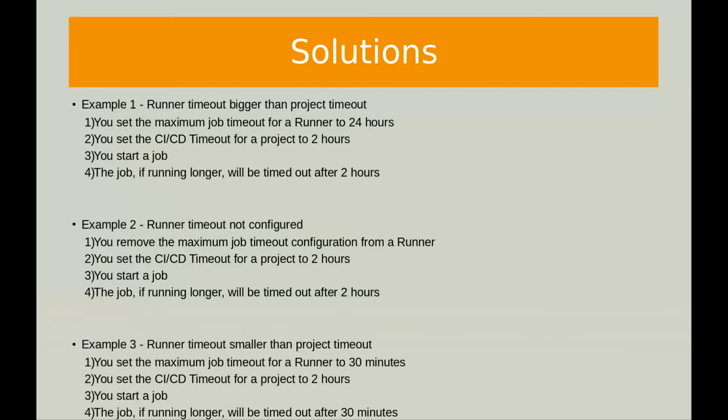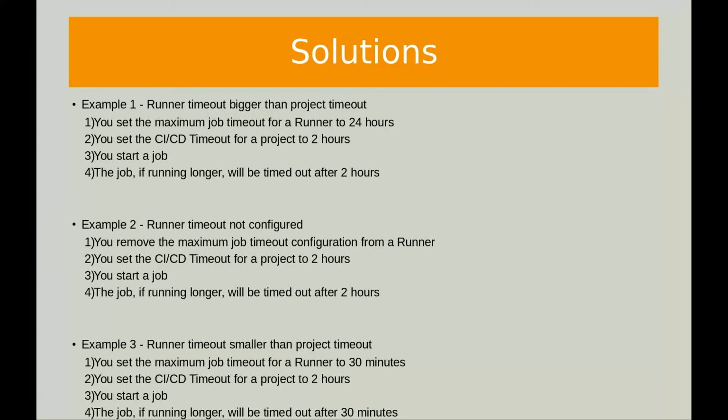Now the thing is, if you have defined project level timeout as well as runner level timeout, then which takes precedence, which will be on the higher side? So there are 3 scenarios. First is runner level timeout is bigger than project level timeout. In that case, if the job is running longer than defined in the project level timeout, it will be marked as failed. Second option is if runner level timeout is not configured, then project level timeout will be considered.